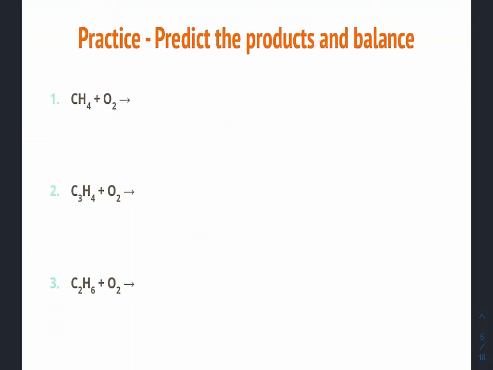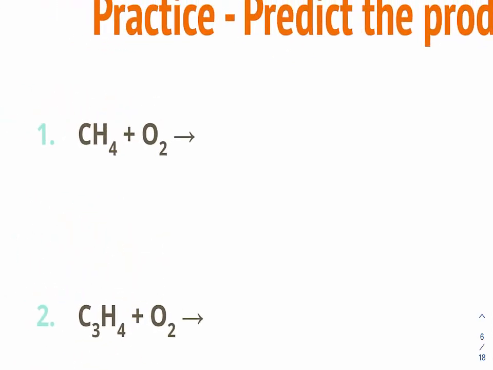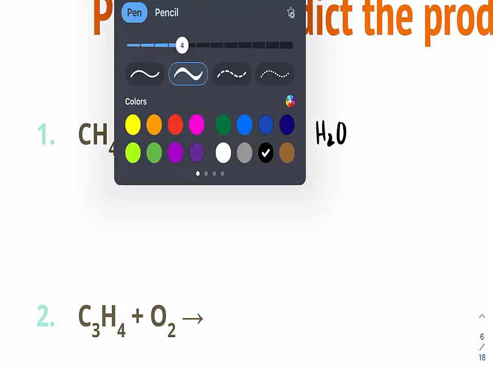All right, we're going to practice some equations here. So we're going to predict the products and then balance. So first up, number 1, we have CH4 plus oxygen O2. Well, what are the products going to be? The products of combustion are always the same. Carbon dioxide, CO2, and water, which is H2O. Now we want to balance. So I'm going to balance in pink.